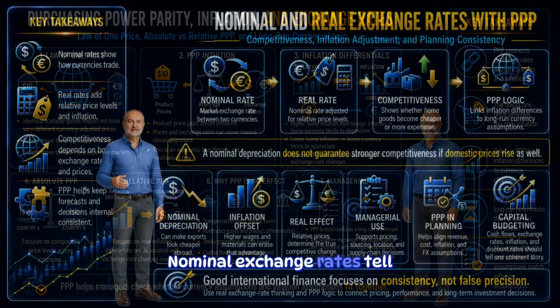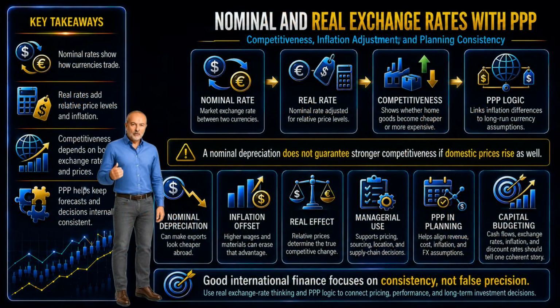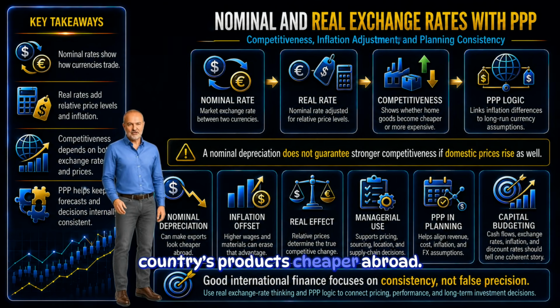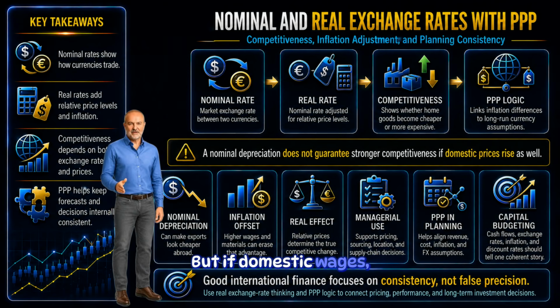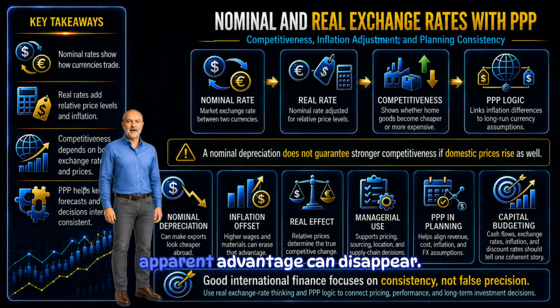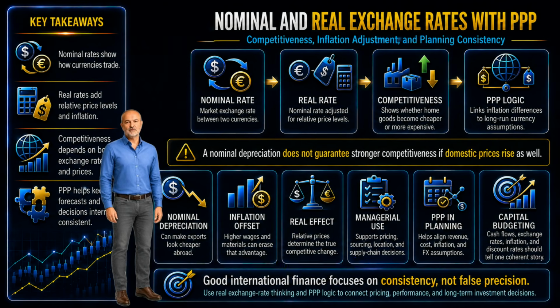Nominal exchange rates tell us how currencies trade. Real exchange rates go one step further by adjusting for differences in price levels. This distinction is essential for understanding competitiveness. A nominal depreciation may appear to make a country's products cheaper abroad. But if domestic wages, materials, and other prices rise at the same time, much of that apparent advantage can disappear. Likewise, a modest currency movement may have a large competitive effect when relative prices move in the same direction.